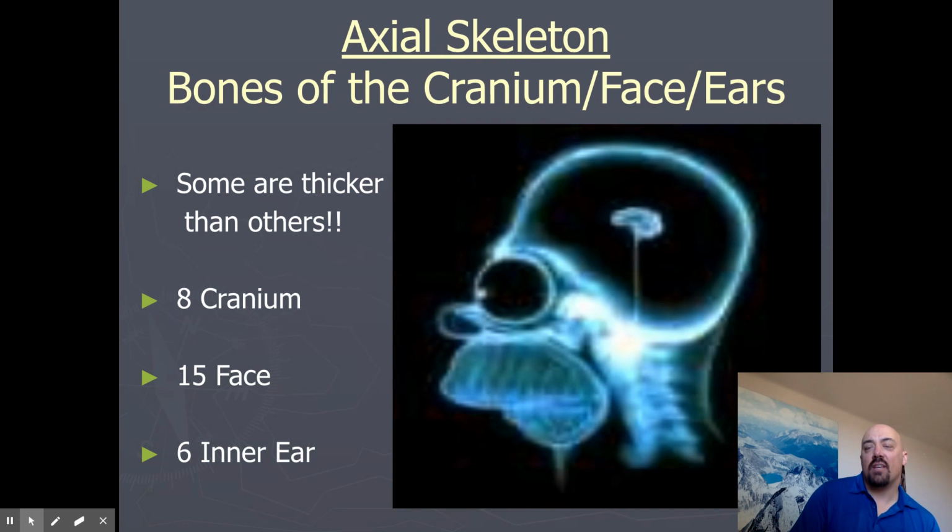And then we have 6 bones of our inner ear, 3 in one ear, 3 in the other ear. And those little bones actually help us hear. They're the smallest bones of our body. So just know that. Okay, so we have 8 bones that protect our brain and form our skull or our cranium. We have 15 bones of our face, and we have 6 bones of our inner ear, 3 on each side.